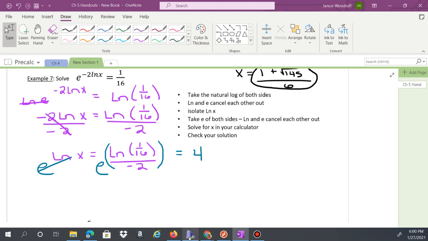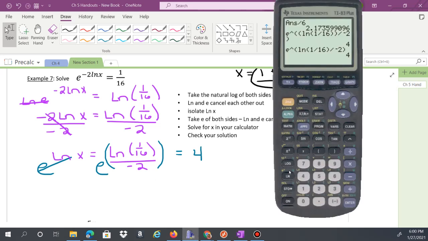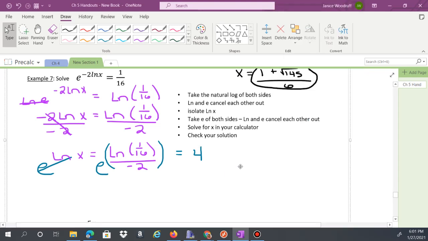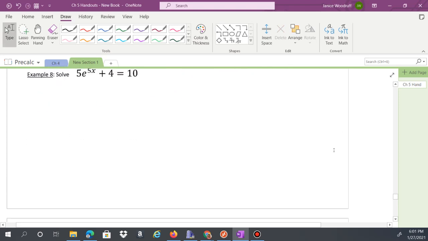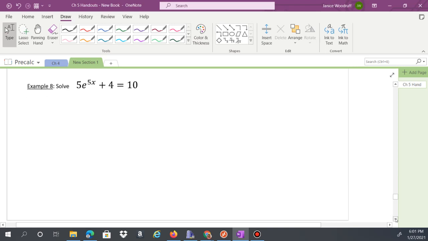So you have e to the negative 2 ln 4 gives you 0.0625, which should be 1/16. All right, so you're using e and ln to cancel each other out. We got one more example of this, and then I'll let you guys try some.